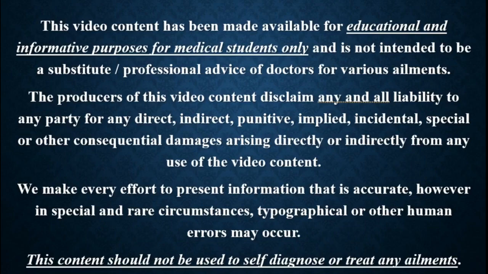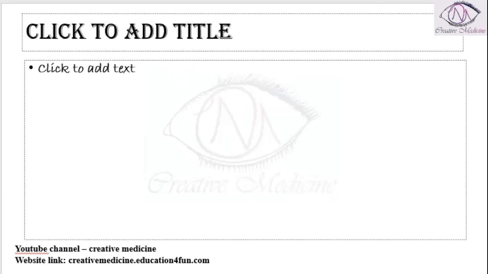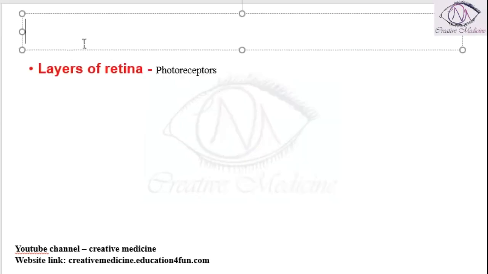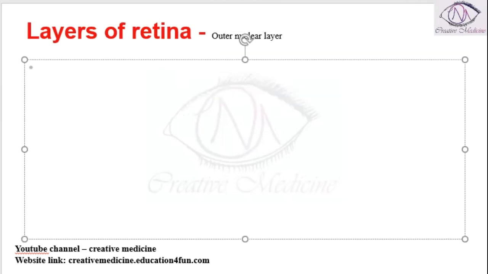In this lecture, we will learn about the outer nuclear layer. The outer nuclear layer mainly contains the nuclei of rods and cones.